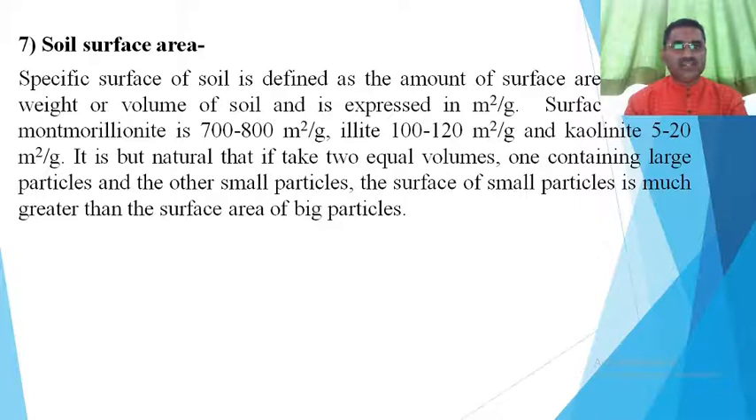It is but natural that if we take two equal volumes, one containing large particles and the other small particles, the surface area of small particles is much greater than the surface area of big particles. As we know, how much volume soil particles occupy determines the soil surface area. In this way, if the soil particles are small in size, they have more surface area, while if the soil particles are large in size, they have less surface area.